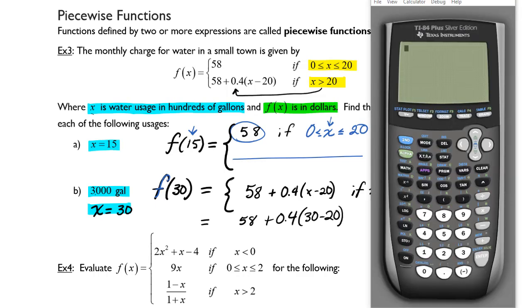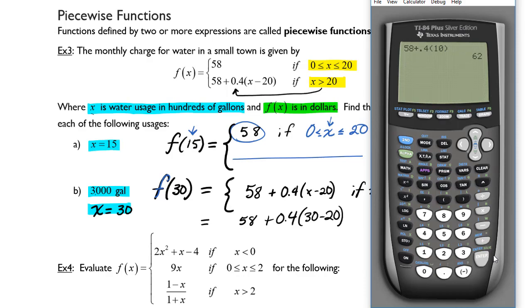Right here I have my handy dandy calculator. I have 58 plus 0.4, open parenthesis, 30 minus 20, that's just 10. So might as well simplify it, less to enter in the calculator. Enter. So my function gives an output of 62.